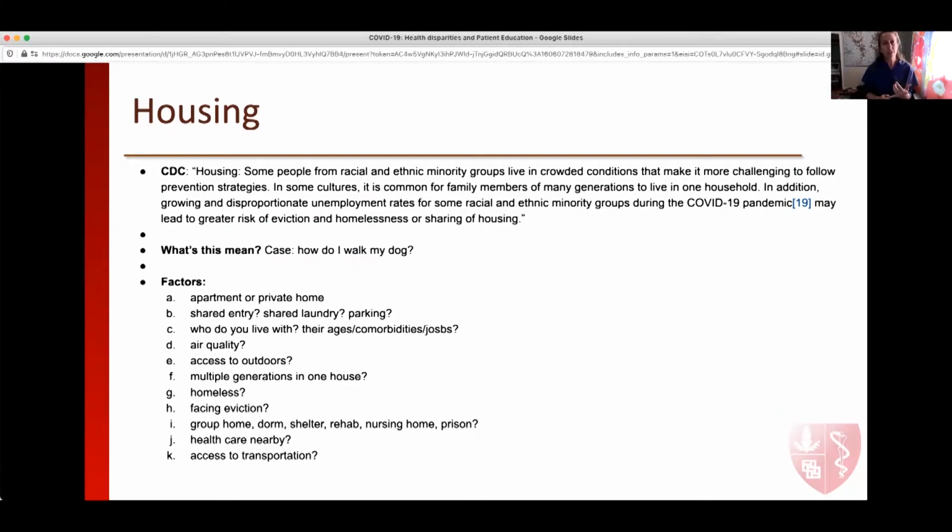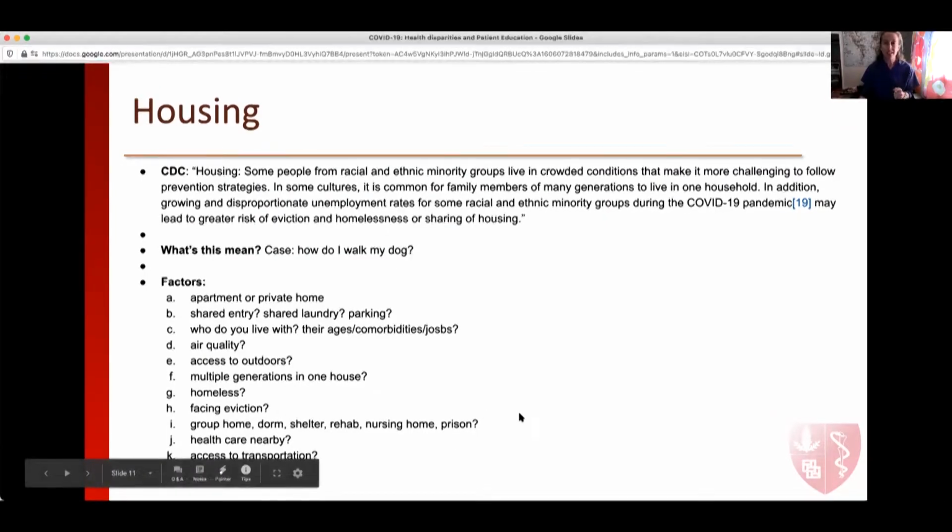We have many patients who are facing eviction because they've lost their jobs, their hours have been decreased. There are legal protections to prevent people from being evicted during the COVID-19 crisis, but a lot of people don't know how to access those. So we need to ask the patients about this specifically so we can hook them up with resources. We want to know if they're in what we call a congregate living setting, which is any of the following. That is higher risk.